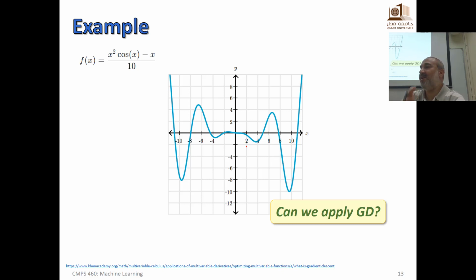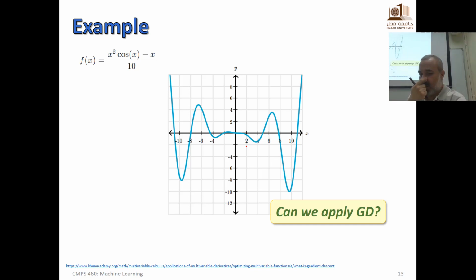Now, applying gradient descent here means what? It means we want to get the minimum of the function, right? Can we apply gradient descent here? Why? Yes, because the function is differentiable. This is the only condition for when we can apply gradient descent. If the function is differentiable, then we can apply it. Whether we will reach the global minimum or not, that's another story, but we can apply it.